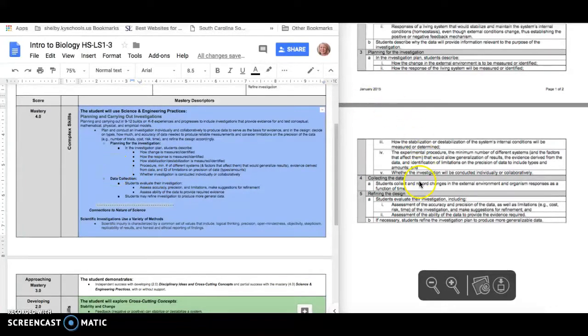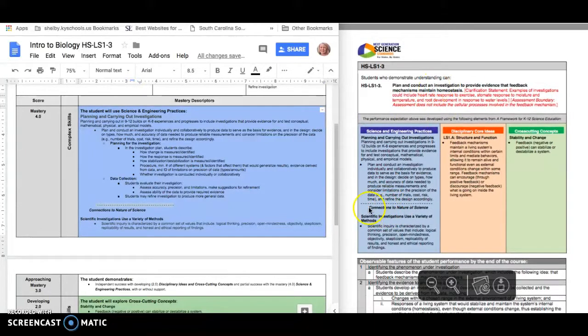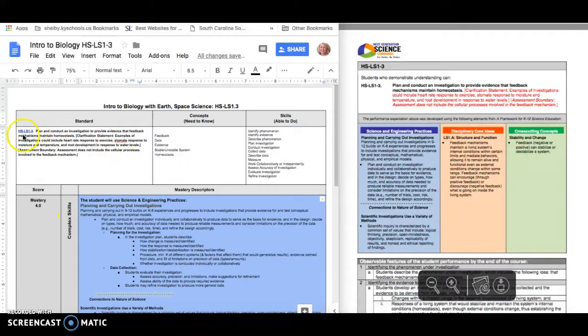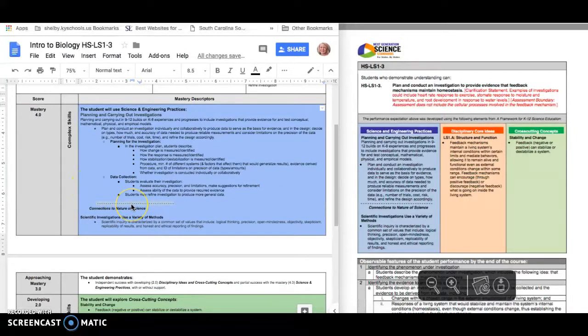Then I have the data collection and what the student will evaluate in their investigation, and then the refinement if necessary. This again was part of the science and engineering practices. I don't know if we leave it there or we take it out and have it as part of where it's linked back to the evidence statements here. I don't know, I'll leave it there and we can talk about it later.